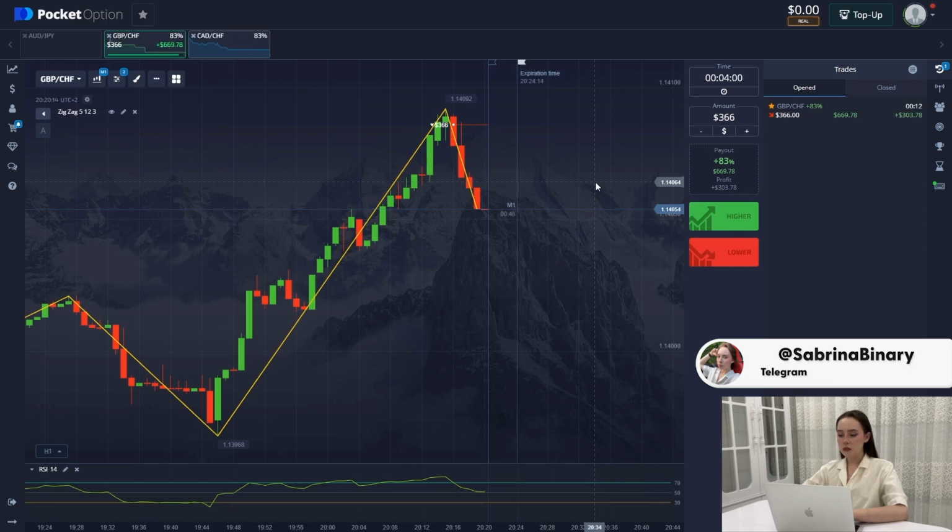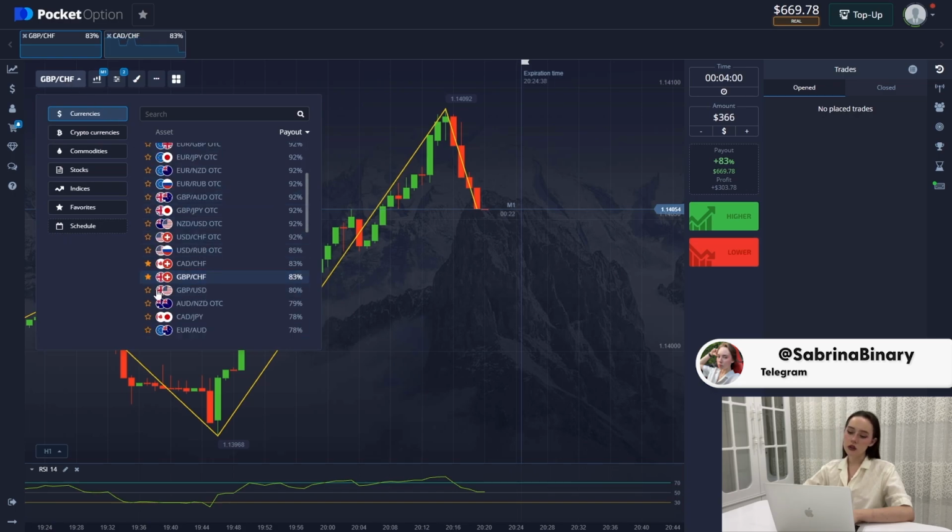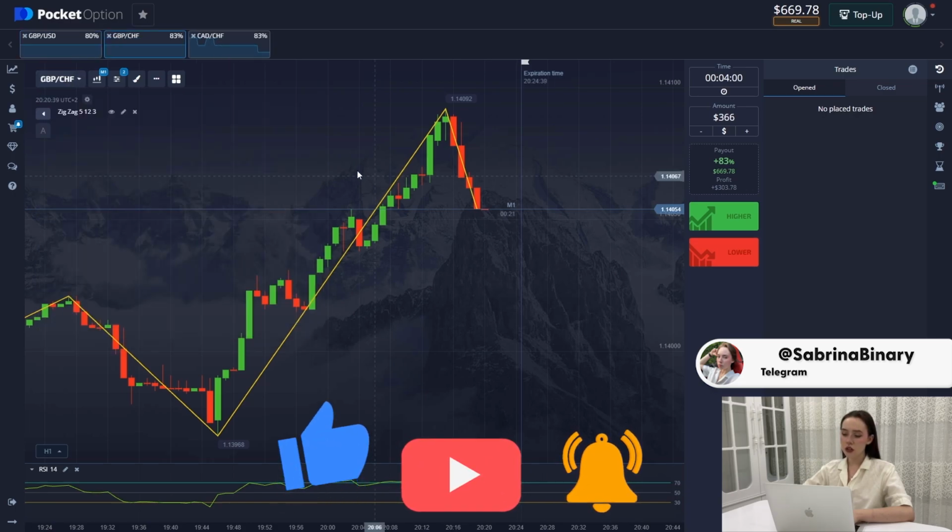Our penultimate candle also formed downwards. I have a desire to start the countdown. And 3, 2, 1, and the candle closed in plus, and the profit is $303.78.